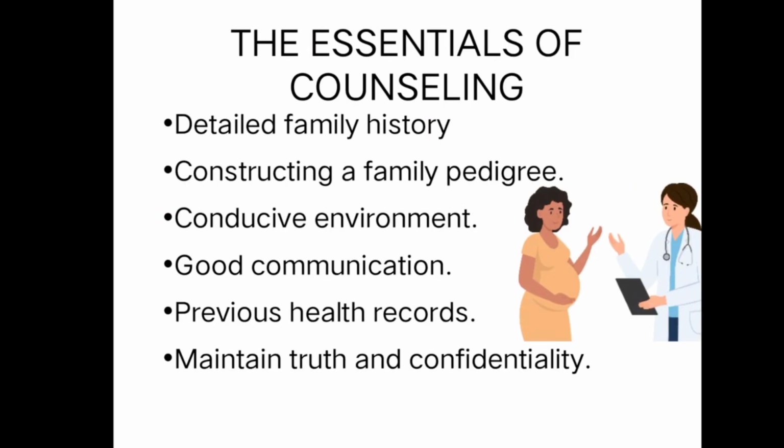The essentials of counseling: one is a detailed family history. During genetic counseling we are going to collect a detailed family history, whether they have any communicable or non-communicable disease, whether any hereditary disease is present or not, and we will ask for every history from the person. Next is constructing a family pedigree. By collecting the history, we will construct a family pedigree for 3 generations. For both the couples, from the mother's side and father's side, we will construct a pedigree chart for at least 3 generations, so that we can know the probability of any disease occurring in their offspring.